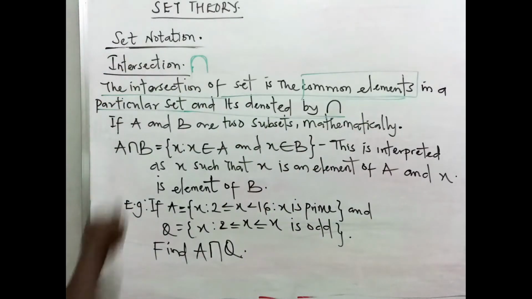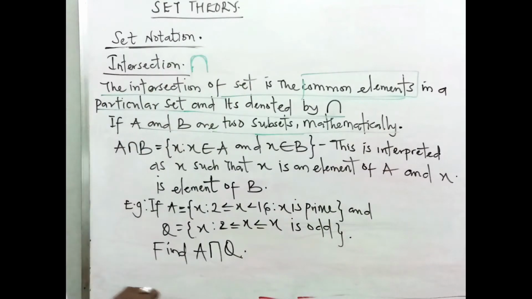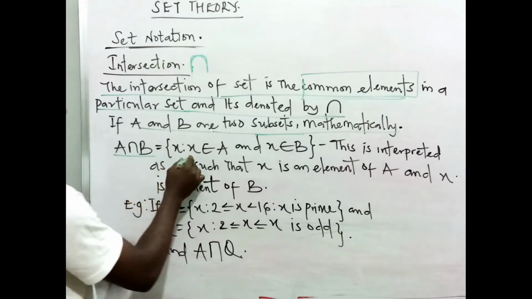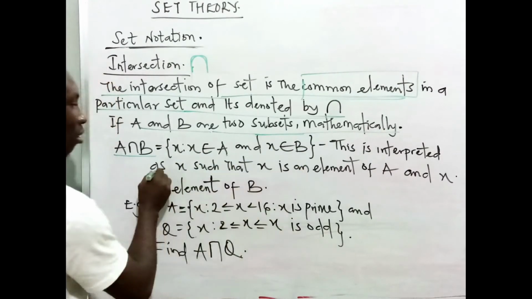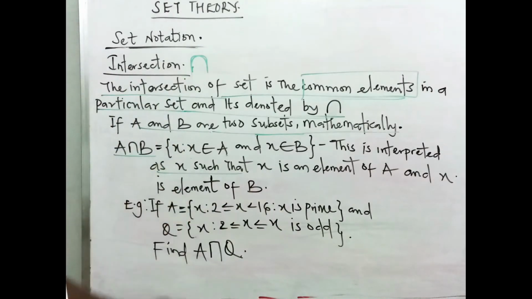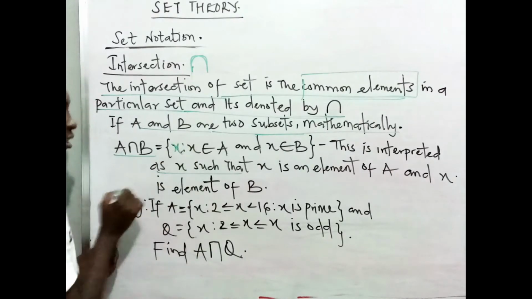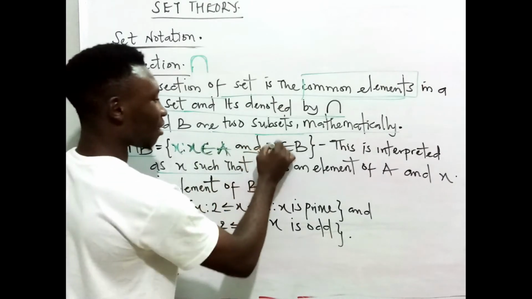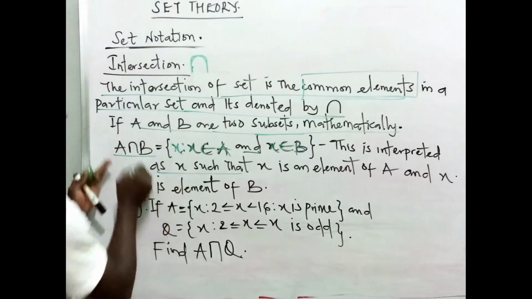So if A and B are two sets, mathematically you can say that A intersection B is equal to {x : x is in A and x is in B}. Now the interpretation is x such that x is an element of A and x is an element of B. So that's the interpretation we have here.